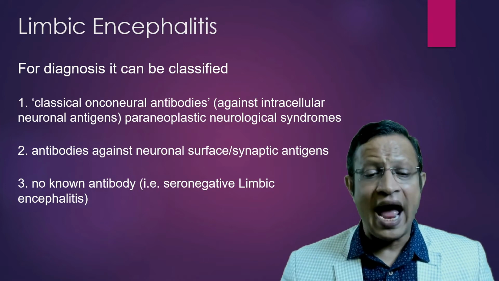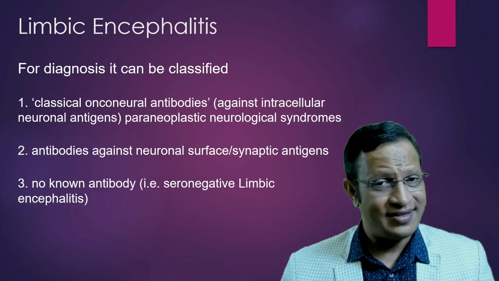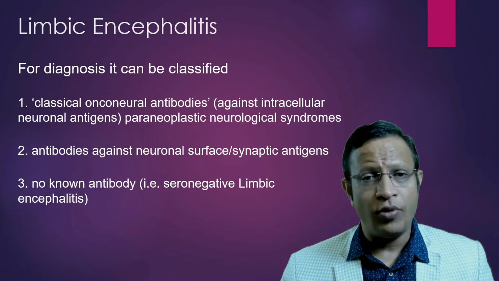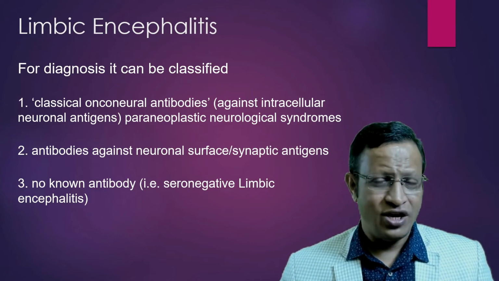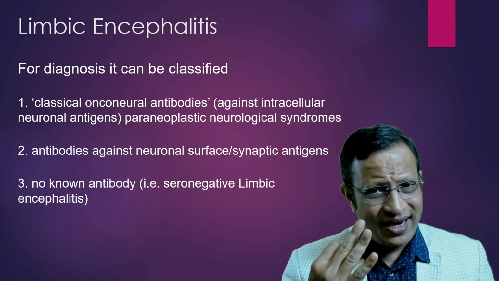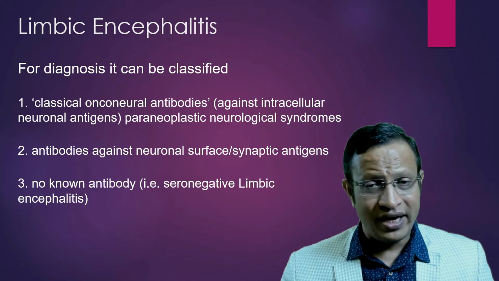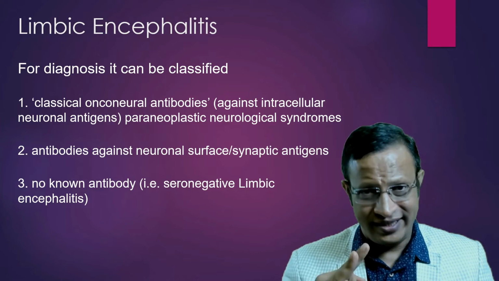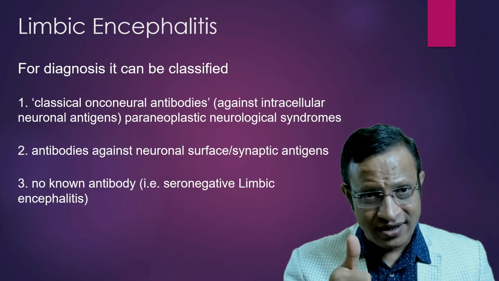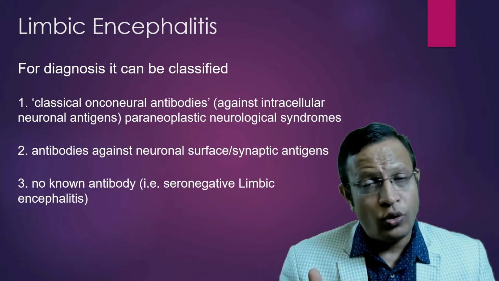The second one is antibodies against neuronal surface or synaptic antigens. The third one is where no known antibodies are found now. They are called seronegative limbic encephalitis. So these are the three categories we can understand. As I mentioned earlier, limbic encephalitis can be infective or non-infective. Non-infective, you can divide into three: one towards the intracellular antigens, one towards surface antigens, and one where at present we don't know what antibodies are formed.